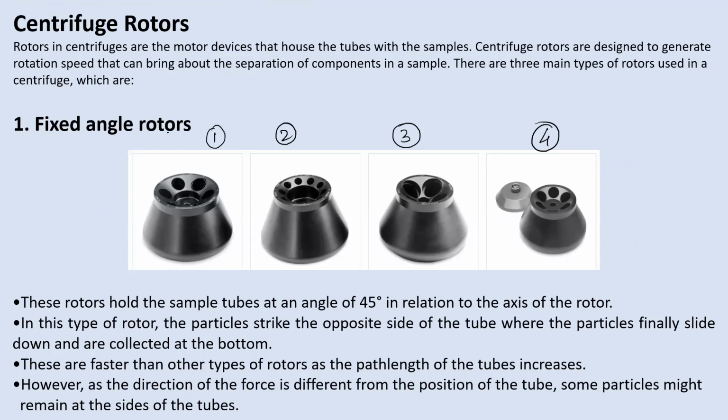Now, centrifuge rotors. So these are the centrifuge rotors. The rotors in centrifuges are motor devices that house the tubes with the sample. Here you are going to insert the tubes, and there are always an even number of holders. In this case, you will see there are 6 holders. In this one, maybe there will be 10 holders. In this one, there may be 4 holders. And again, here also 6 holders.